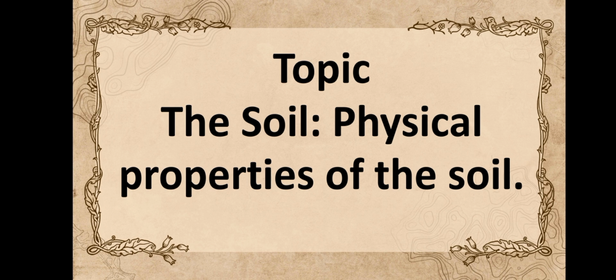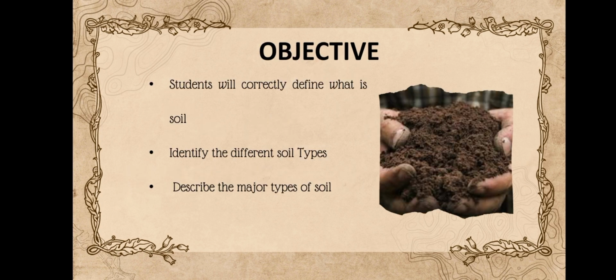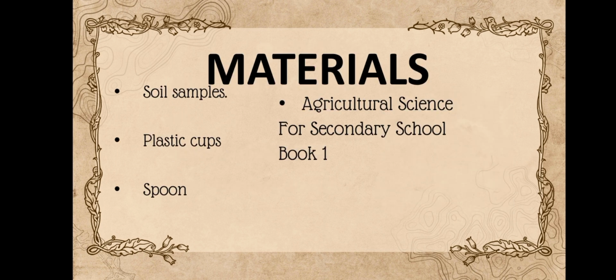So, our topic for our lesson is based on physical properties of the soil, and the objectives we hope to achieve at the end of the lesson are: using pictures and charts, along with samples, students will correctly define what is soil, identify the different types of soil, and describe them. Some materials we'll be using are soil samples, plastic cup, spoon, and the agriculture science textbook.